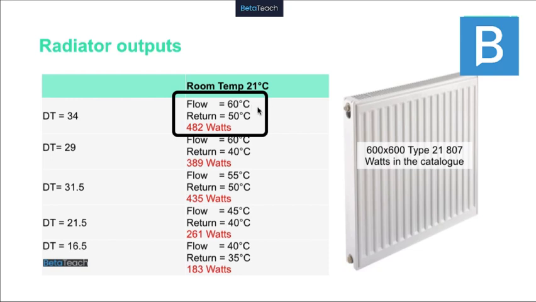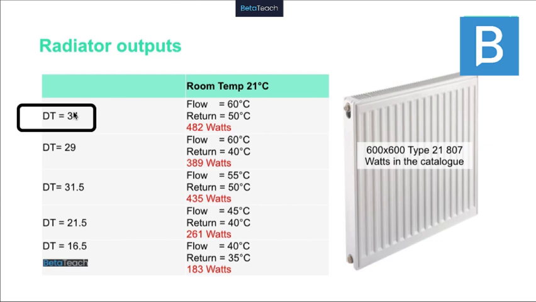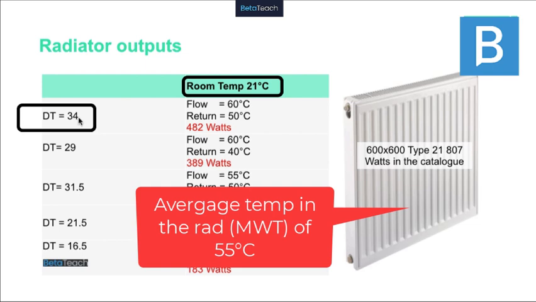So if it's 55 inside that radiator, the difference between 55 and a room temperature of 21 is 34. So we've got a difference in temperature between the room temperature and the water temperature inside the radiator of 34.